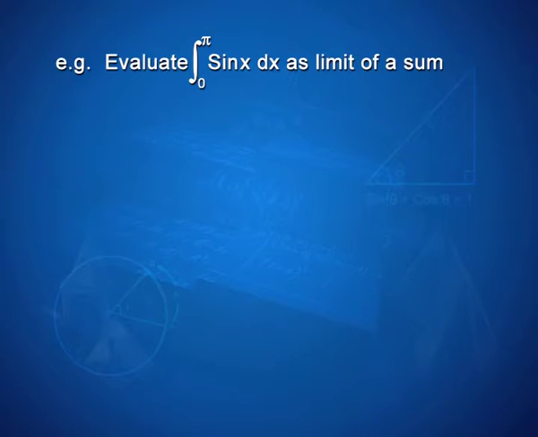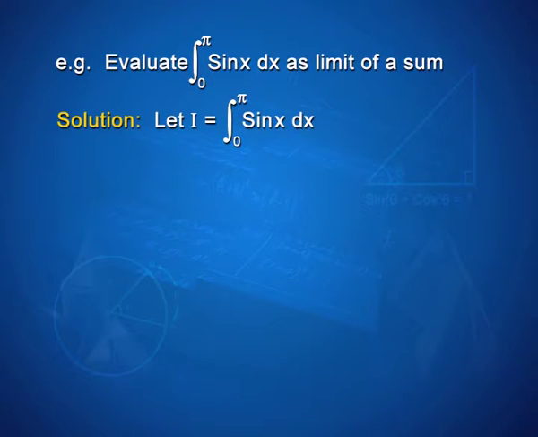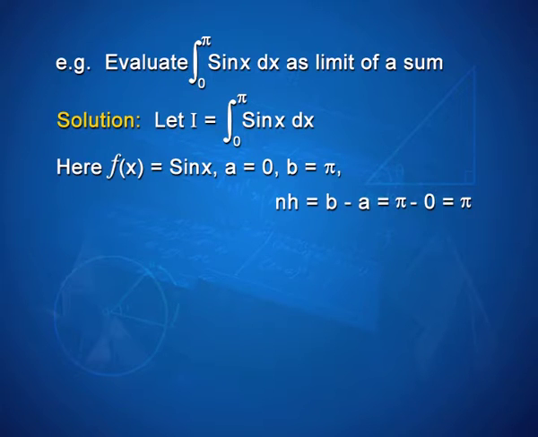So, students, let us take up one more interesting example here. Evaluate integral 0 to pi sin x dx as limit of a sum. For the solution, let I be equal to integral 0 to pi sin x dx. Here f of x is equal to sin x, a is equal to 0, b is equal to pi, and h is equal to b minus a upon n, that is pi upon n.